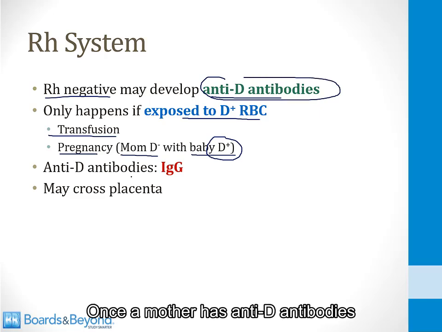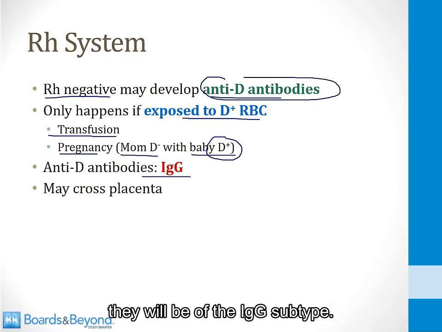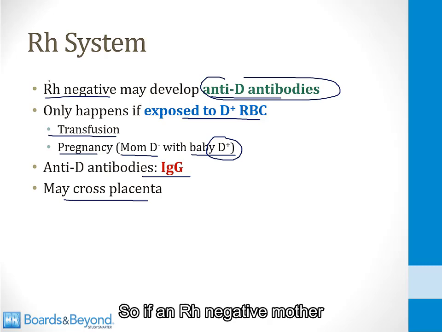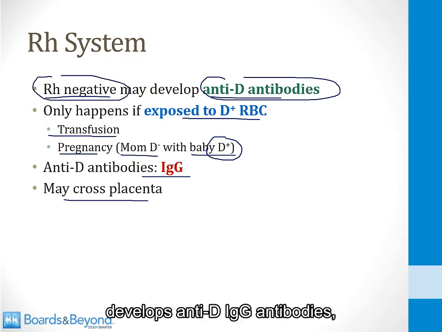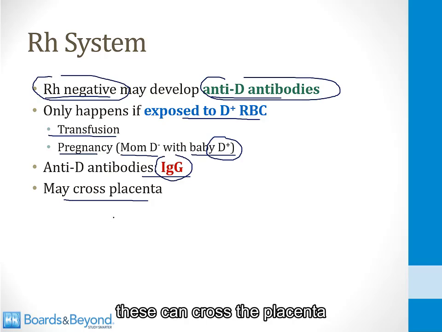Once a mother has anti-D antibodies, they will be of the IgG subtype, and this means they can cross the placenta. So if an Rh negative mother develops anti-D IgG antibodies, these can cross the placenta and affect subsequent pregnancies if the baby is D positive.